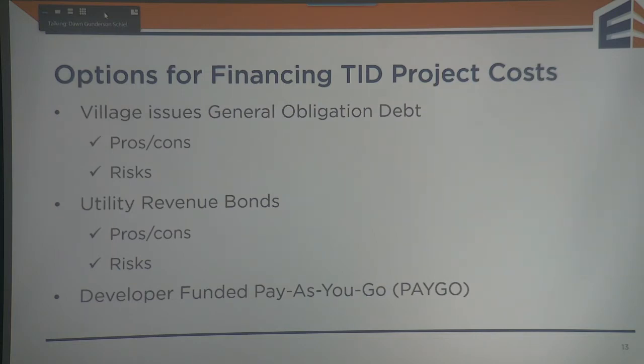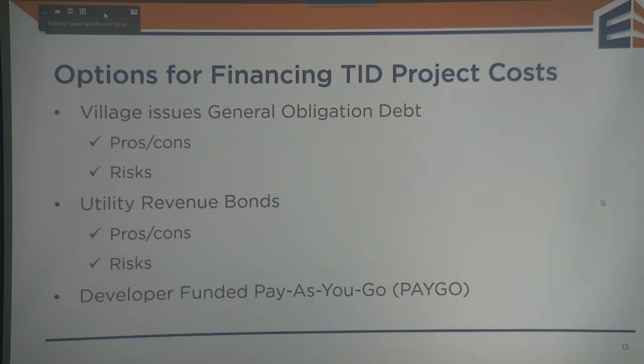I've listed here as well utility revenue bonds. So if projects are related to water improvements or sewer improvements, those can be financed with utility revenue bonds. The pro to that is it is also an economical way of financing projects, not as much so as general obligation because you're pledging the revenues of your utility. So the disadvantage of that is it is a little higher cost to finance, and that is because it has a less secure collateral to the investor than general obligation debt.